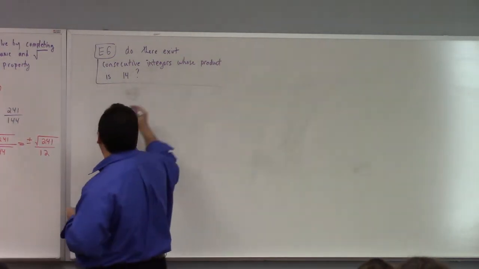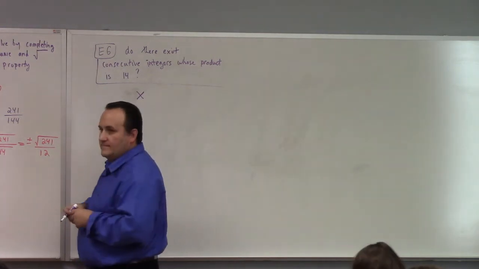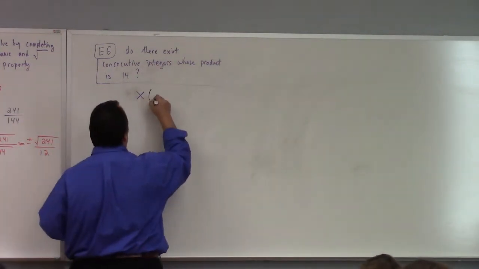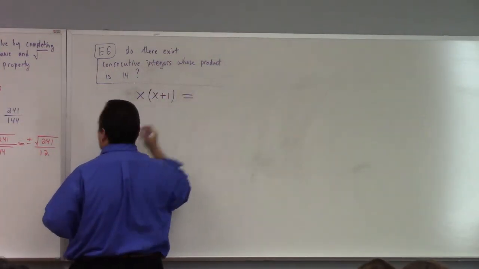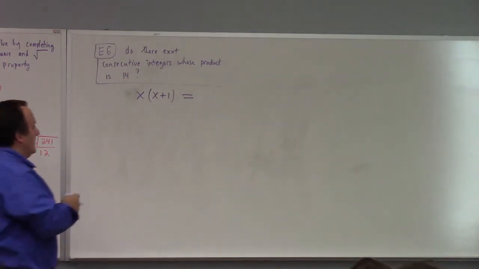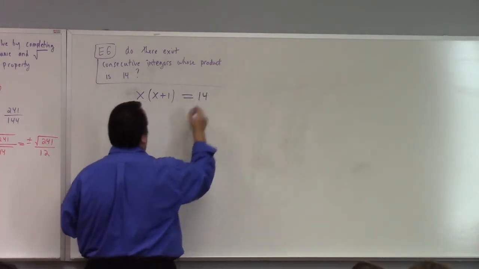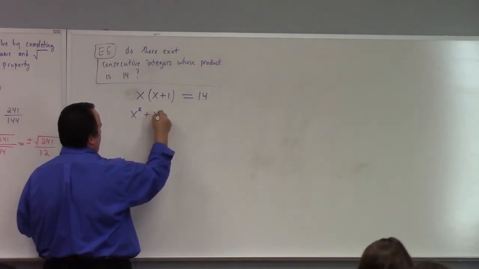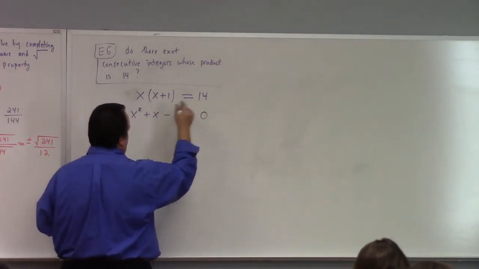So let's let one of the integers, we'll call it x. All right? What is the next integer? If I have 3, the next integer is 4, right? 3 and 4 are consecutive integers. So if 3 is x, how do I get 4? I just add 1, right? So what I need is x times x plus 1 equal to 14, right? Can we solve that? Well, it's a quadratic equation. We can try. So we've got x squared plus x minus 14 equal to 0.